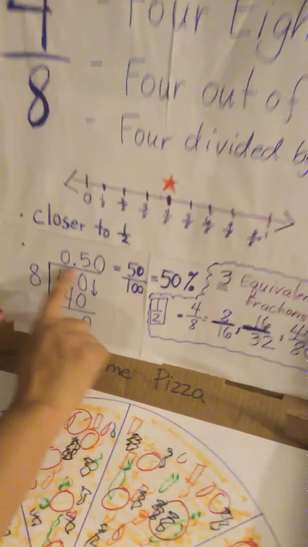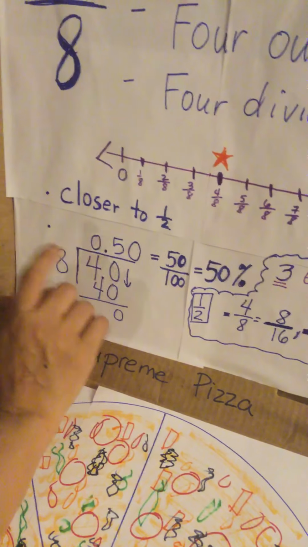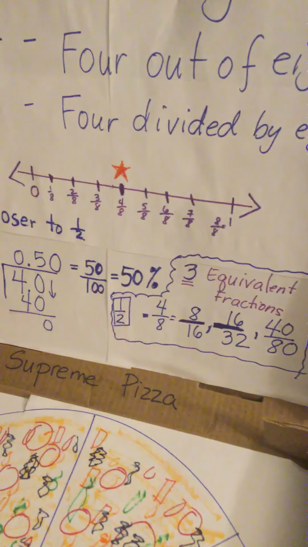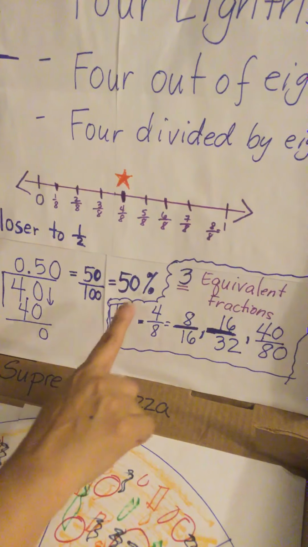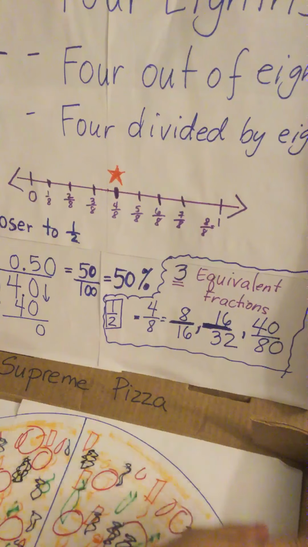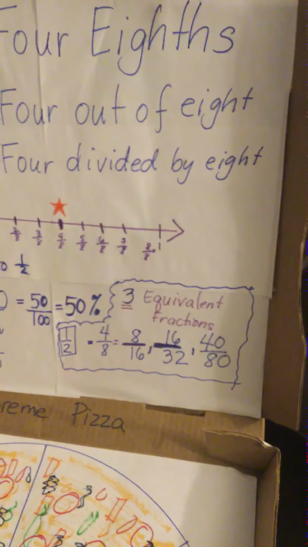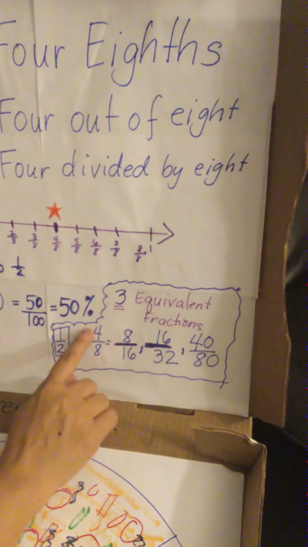And then to change that from decimal to percent, 50/100 or 50%. Okay? And then you have 3 equivalent fractions. We've been learning that lately this week. So you have to give me 3. If you want more than 3, fine, maybe up to 5. So I did 4/8.